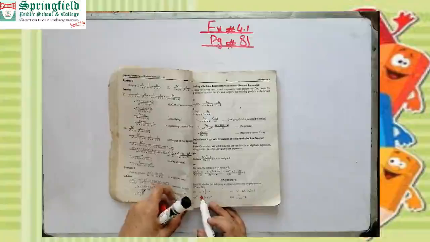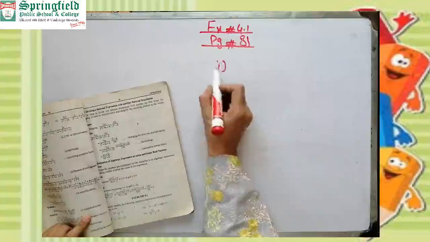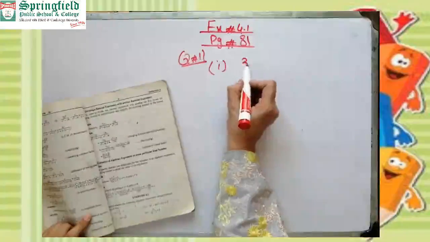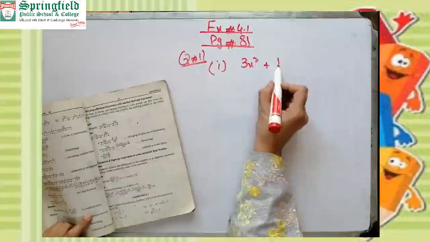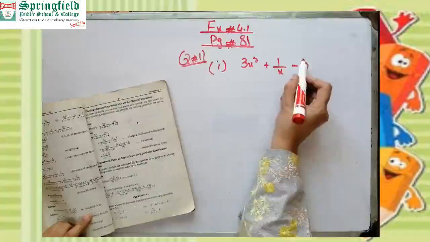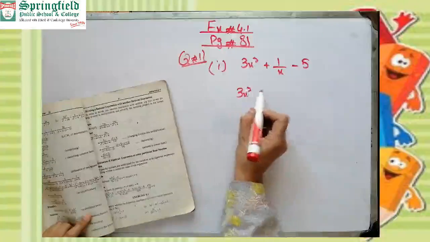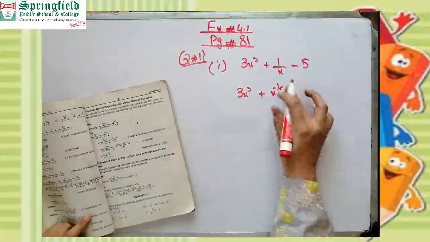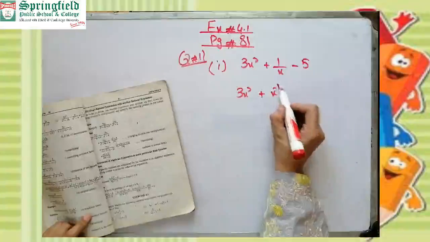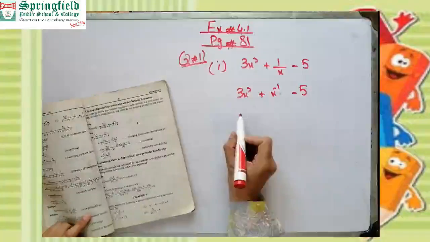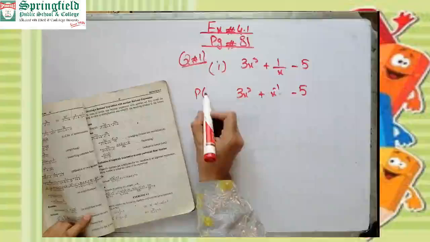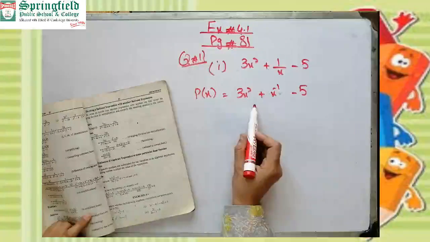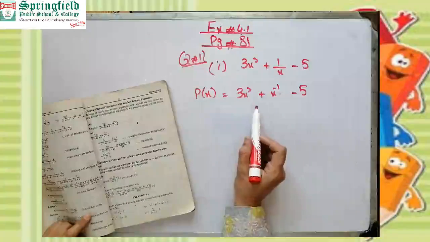So look at the first one in question 1: 3x square plus 1 by x minus 5. So 3x square plus x to the power minus 1 minus 5. Fine. So is this a polynomial expression or not?